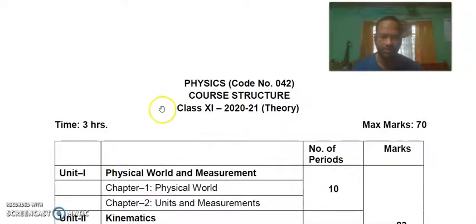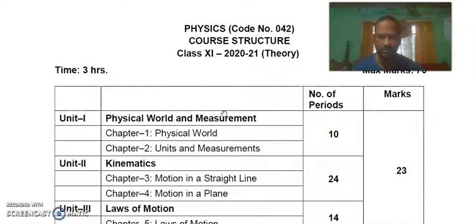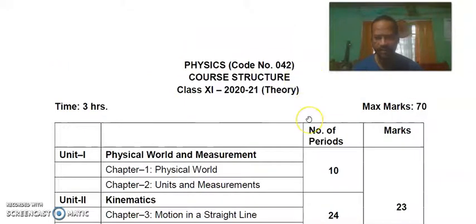So first of all, let's see what the syllabus is. So this is the syllabus. You can see the final paper will contain 70 marks in the theory part and 30 marks in the practical part, and it will be given 3 hours.